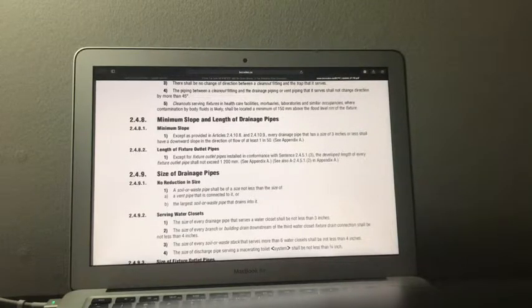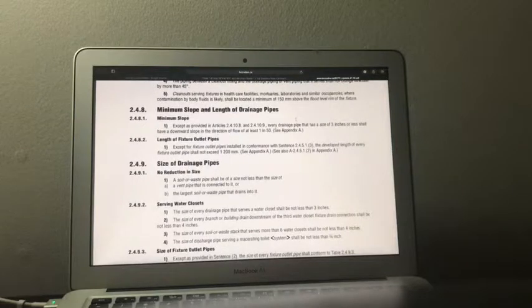Cleanouts serving fixtures in healthcare facilities, mortuaries, laboratories, or similar occupancies where contamination by bodily fluid is likely shall be located 150 millimeters above the flood level rim of the fixture. Yeah, I've worked in a hospital and we put them at 5 feet. That's kind of the traditional height for a hospital. They're talking 6 inches above the flood level rim of the fixture. So that's about 5 feet, 6 inches. If you push the flood level rim of a fixture, you're talking 37 to center. You really want to get into it.